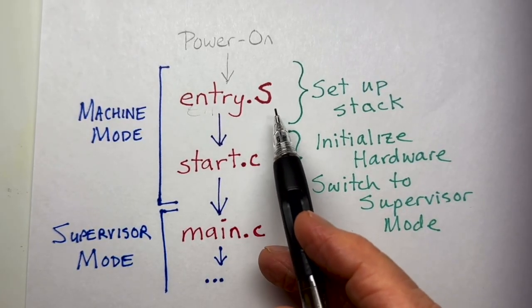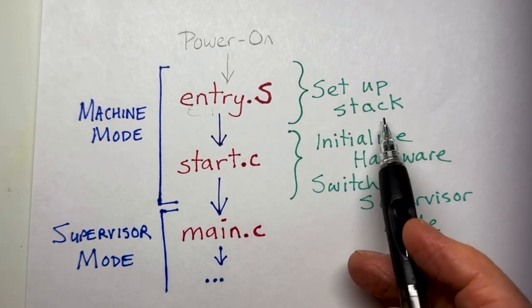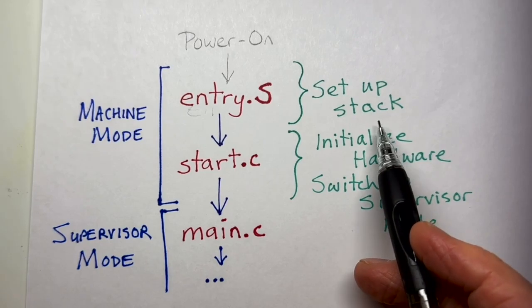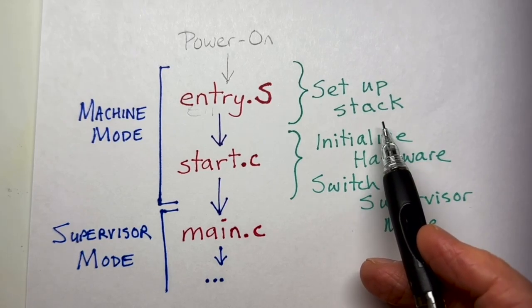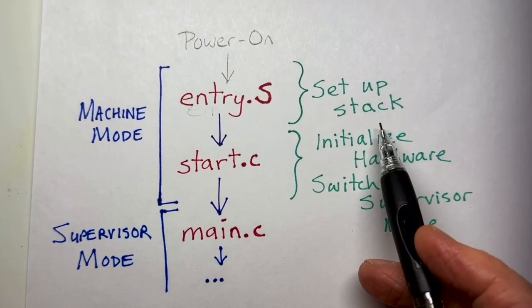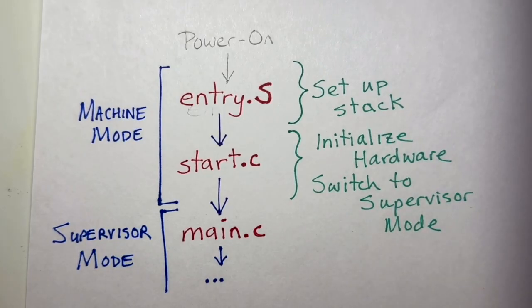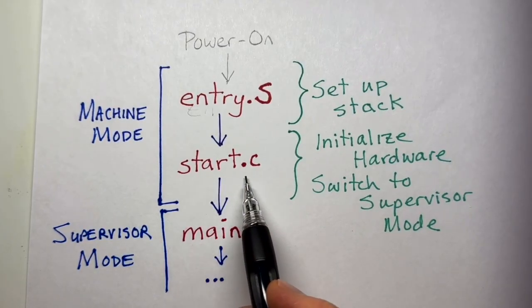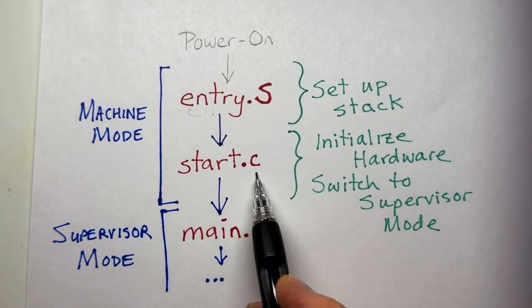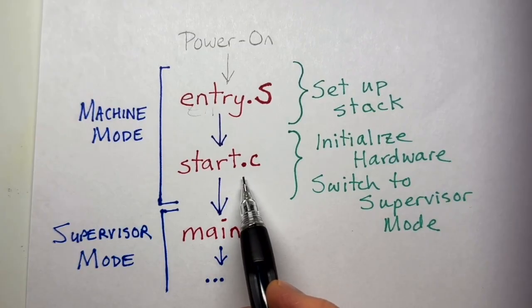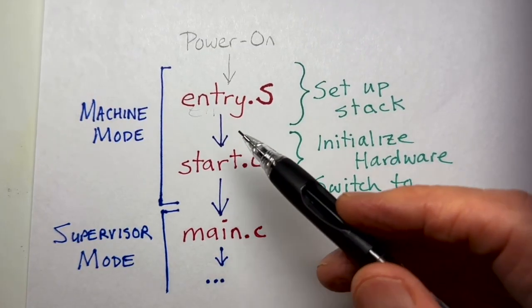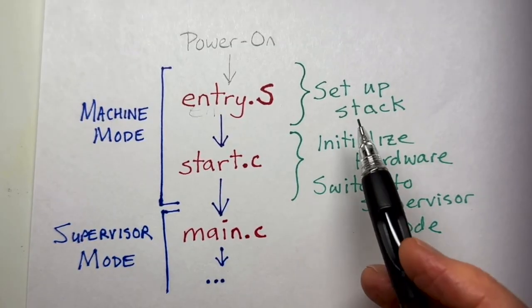Now, in order to execute C code, we have to have a valid stack. We need a stack in order to call functions. The stack is controlled by a register called SP, the stack pointer register. The code in entry.s will initialize the SP stack pointer register, and then it calls a function called start, which is written in C. Now, there are a bunch of cores, and they're all sharing memory, so they'll need to use different areas for their stacks.